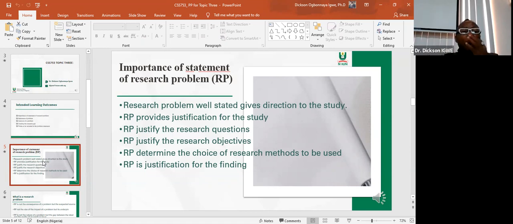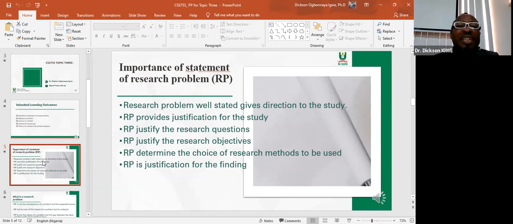A research problem determines the choice of research methods to be used. No doubt you know and will agree with me that research is a process. It is also procedural, as a matter of fact. Research enterprise is a procedural endeavor. It is a process in the first instance. So because it is a process and a procedure, it has procedures that you use to actualize it.